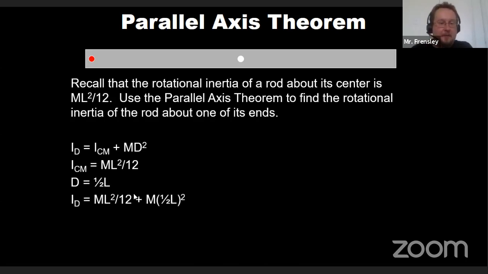So we're going to plug that in, 1/12 ML squared, and M times half of L squared, that winds up being 1/4 ML squared. 1/12 ML squared plus 1/4 ML squared, a 12th plus a 4th winds up being 1/3 ML squared. And again, I'm hoping that this sounds familiar to you. Hey, I remember learning that a rod about one end is 1/3 ML squared. Well, here we just proved the two rods' rotational inertia formulas, first through integration, then through the parallel axis theorem.